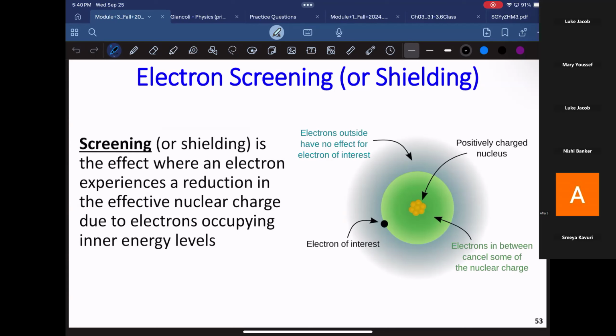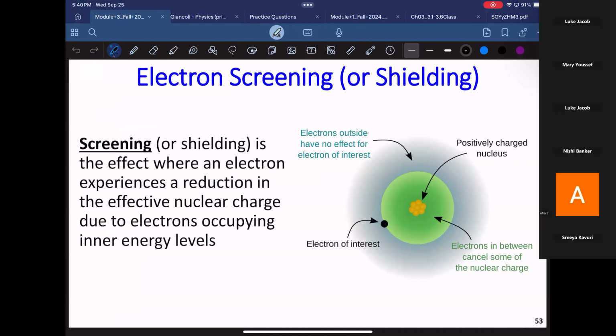Basically, these core electrons are blocking the nuclear charge, the positive charge of the nucleus. What happens is it decreases the overall effective nuclear charge on the valence electrons. So what that means is that you're going to be able to ionize this atom a lot easier. And you're going to see that next lecture when he talks about that.